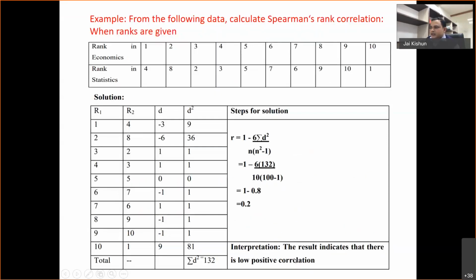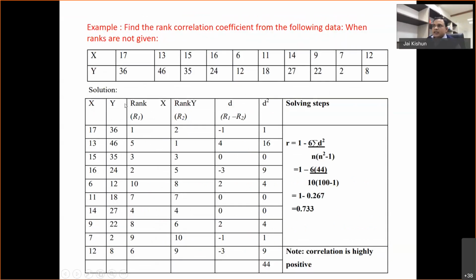The interpretation is that the result indicates a low positive correlation, because the value of R here is 0.2. Similarly, if the ranks are not given, in that case you have to assign the ranks. Here these are the two variables X and Y. We assign rank 1 to the highest value, then rank 2 to the next, then rank 3 to the next lowest.